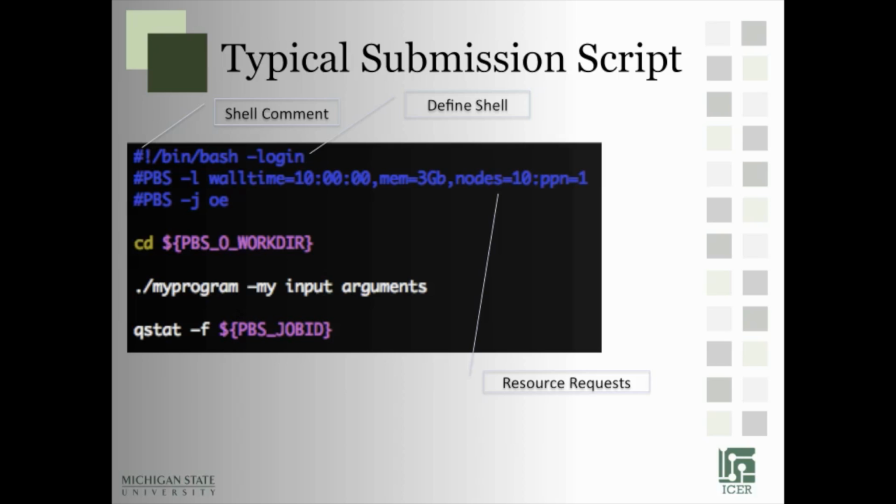There are other commands like PBS -j oe, which join the output and error files. Please see our wiki for a list of all the different possible commands you could use. Below the resource requests are the commands you would want the job to execute. These are what you might type into the command line on a developer node.